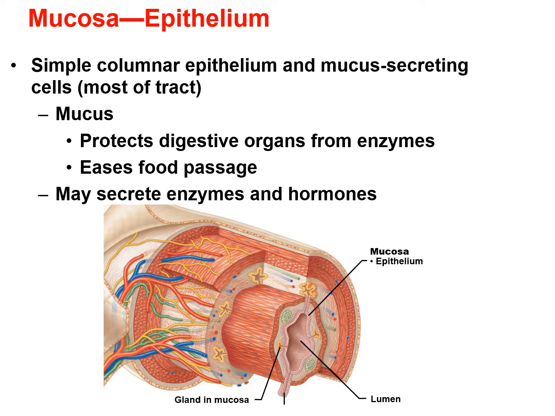The most internal sublayer of the mucosa, the epithelium, is shown to you in this light pink layer right here. The epithelium is composed of simple columnar epithelial tissue that has, in most regions, mucus-secreting cells. So the epithelium is able to produce mucus to line the alimentary tract, and this can help to protect the organ itself from digestive enzymes digesting it, and it can also help food as it passes through the tract. In certain areas, the epithelium may also secrete enzymes or specific hormones.